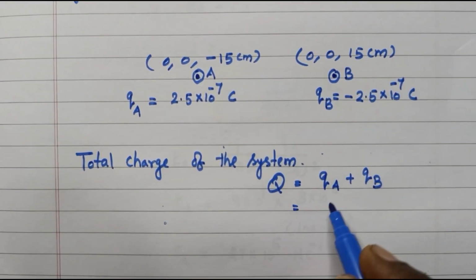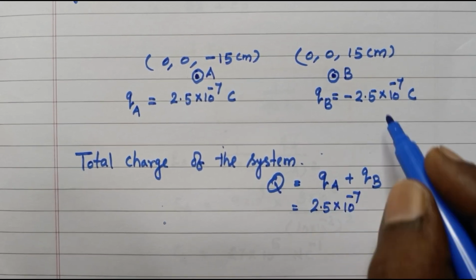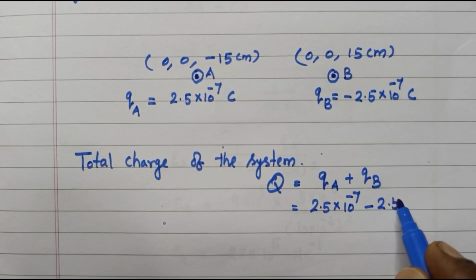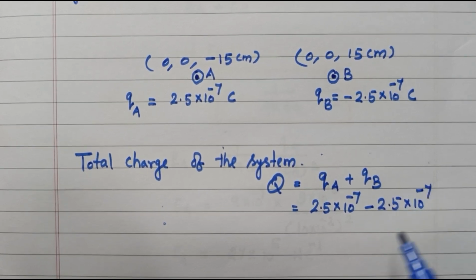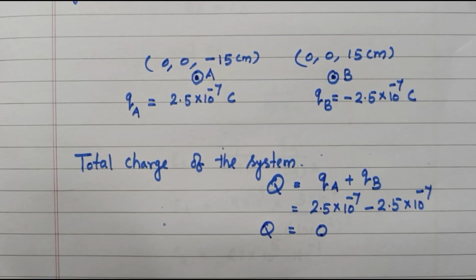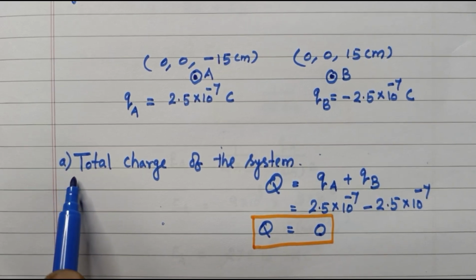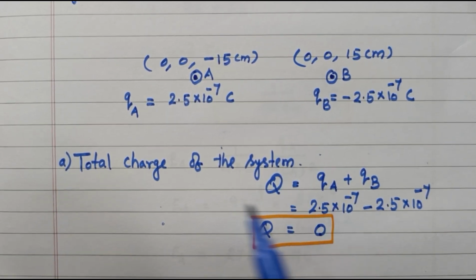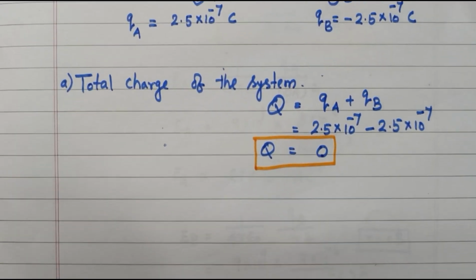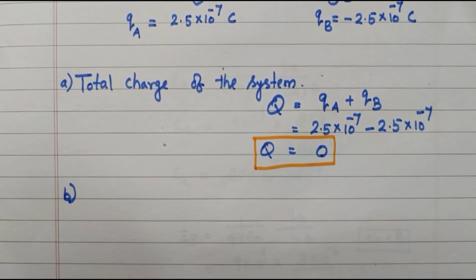இது ரெண்டையும் ஆட் பண்ணோம்னா QA is 2.5 into 10 to the power minus 7 and QB is minus 2.5 into 10 to the power minus 7. So இதை ஆட் பண்ணோம்னா இது plus இது minus, therefore it will become as 0. So the total charge is equal to 0. So this is the answer for the first subdivision. First subdivision என்ன கேட்டிருக்காங்க அப்படின்னா, what is the total charge of the system னு கேட்டிருக்காங்க. Total charge of the system is equal to 0. Okay. Second, next என்ன கேட்டிருக்காங்க, what is the dipole moment of the system?